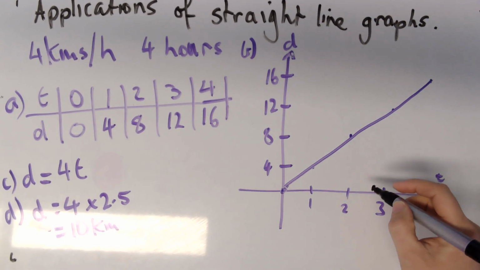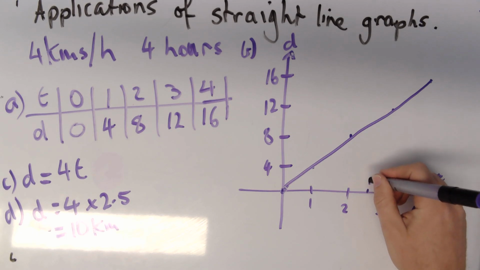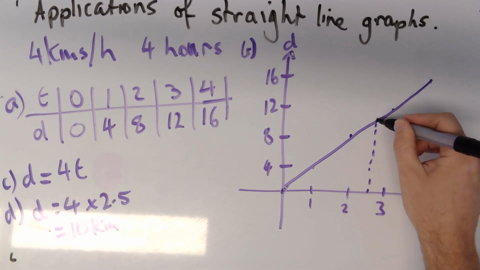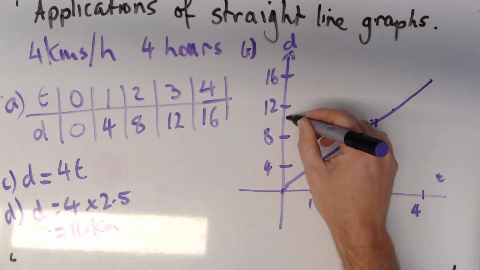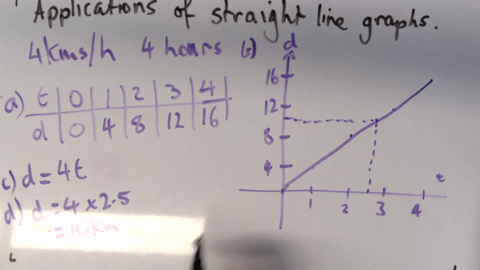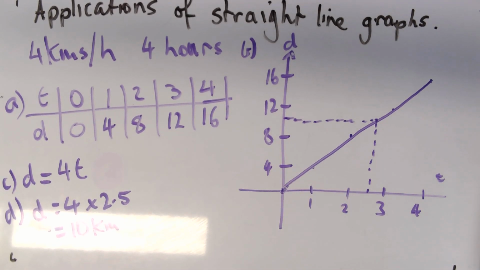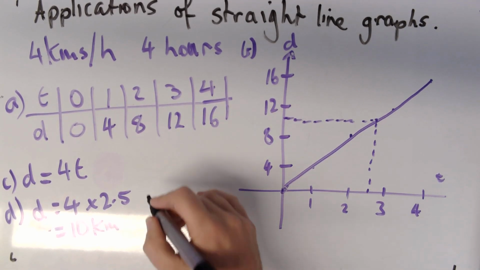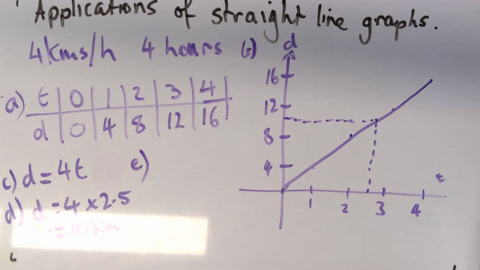We can look at our graph here as well and go, well, here's 2.5. I track up, hit my graph, track across. I'm going to see that I'm at 10 kilometers there as well. And then our last part is E, where we want to use our rule to find the time taken to travel 8 kilometers.